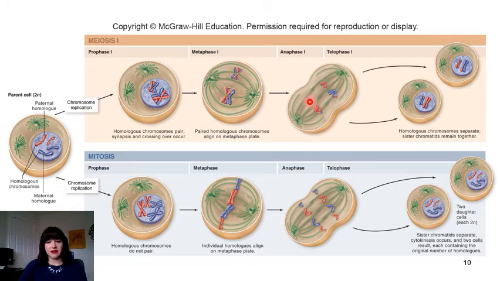Then during anaphase, when things get pulled apart, you can see that these homologous chromosomes are going to be separated, and the sister chromatids remain together. This is different from what we've learned with mitosis, in which the sister chromatids get separated into each of these daughter cells.